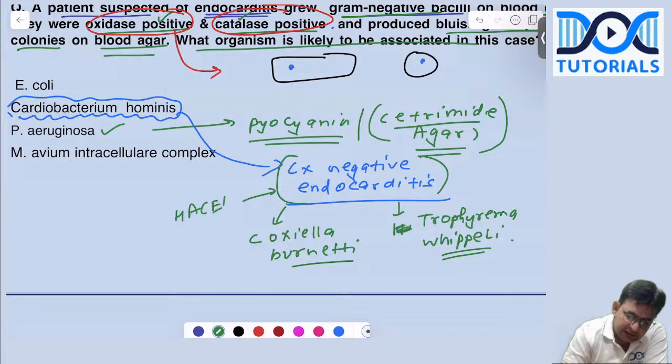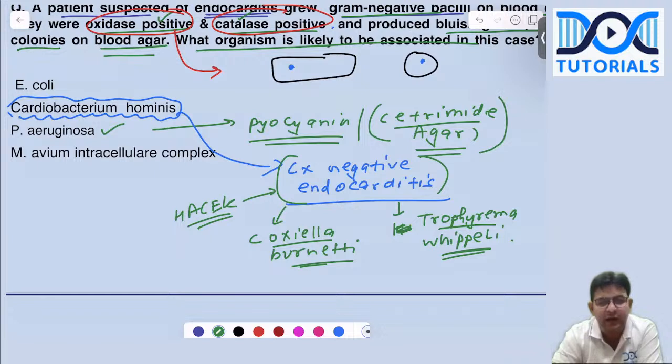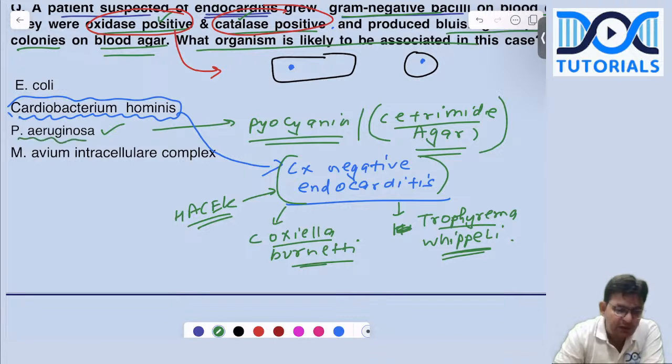It can definitely come as a question in INI CET. HACEK group, Coxiella burnetii, and Tropheryma whipplei. These three you might see in the exam. They associate with endocarditis. And a new question which can be there is that in Pseudomonas aeruginosa, which particular valves are mostly involved? The answer is left-sided valve.